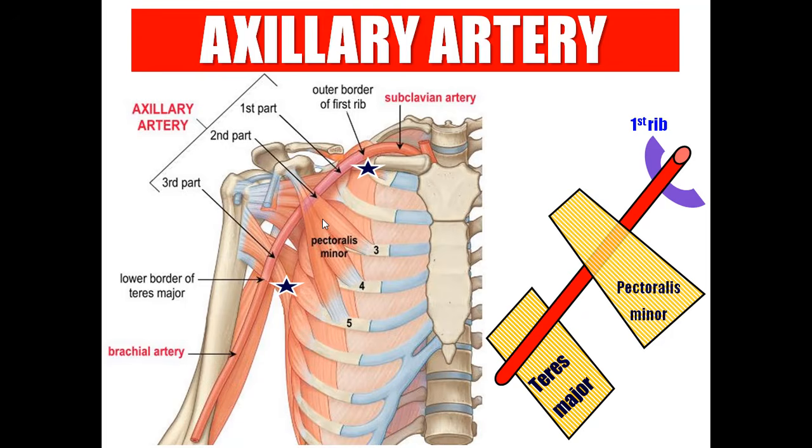The course is divided by pectoralis minor, this is pectoralis minor, into 3 parts. First part, above pectoralis minor. Second part, behind the pectoralis minor. And the third part, below pectoralis minor. First part, second part, and third part.